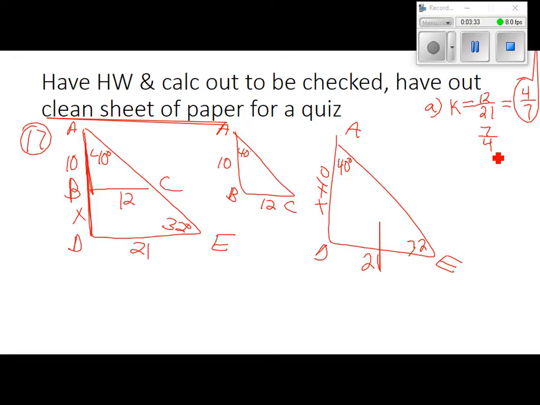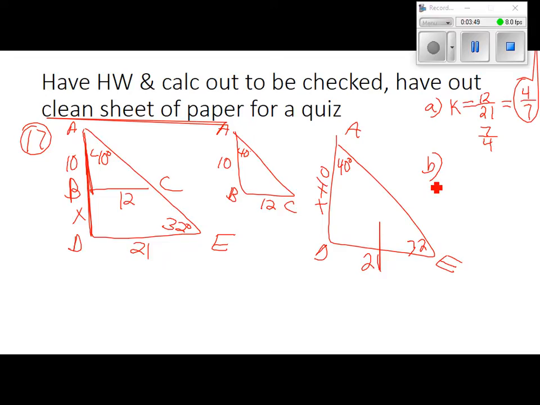Now, sometimes both answers aren't acceptable. If you know you're getting bigger, then which one of these two should it be? 7 over 4. If you know you're getting smaller, which one should it be? 4 sevenths. Part B, what's part B ask us to do? Find the value of x.